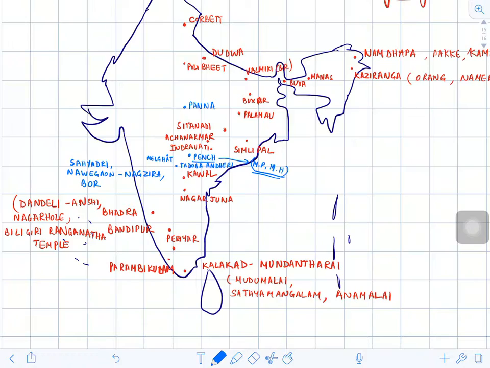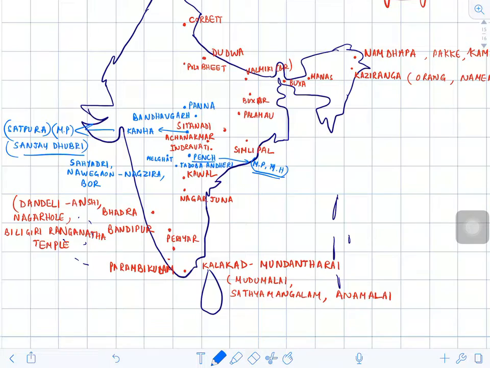Then we have Bandhavgarh. Then we have Kanha. Then we have Bori, and then we have Satpura. I'm writing it here. It's in MP. And then there is Sanjay Dubri.